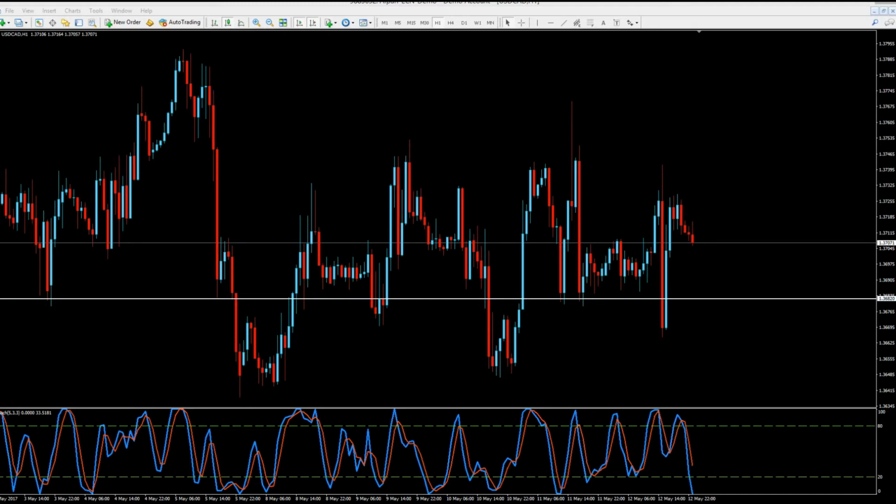It's one of my favorites. I still use it together with price action. It helps me confirm support and resistance lines. I'm going to get deeper into that. So let's start with the basics.